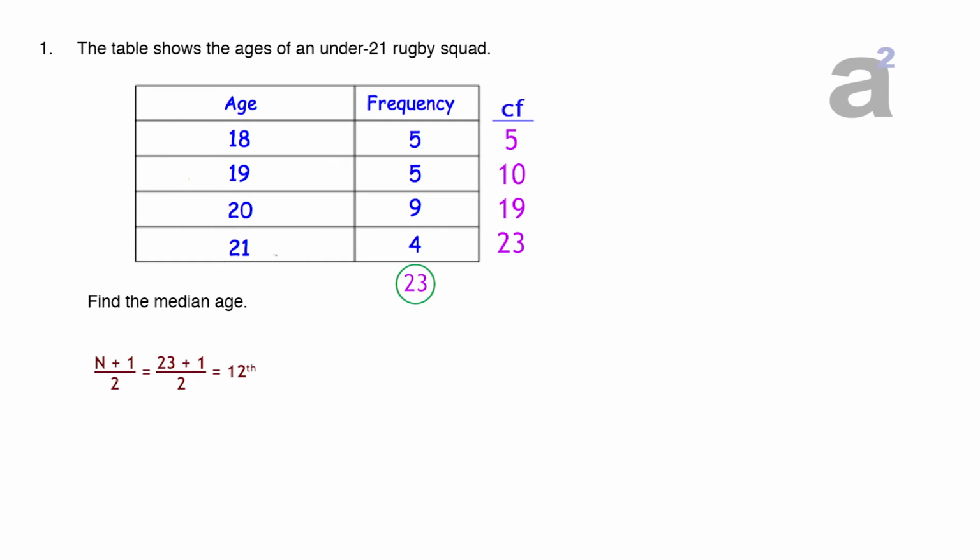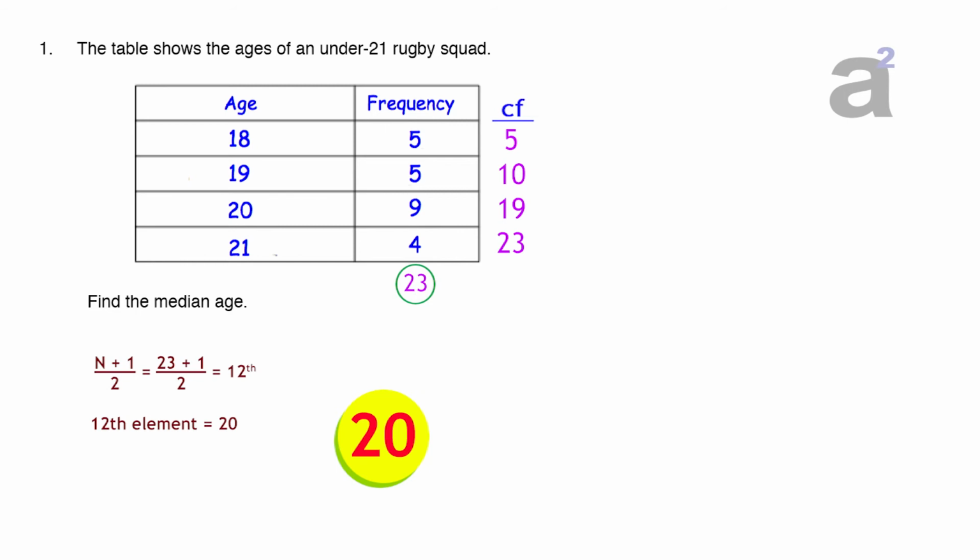First 5 numbers are 18. See the CF. Next, 5 to 10, that is 6th, 7th, 8th, 9th, 10th, the number will be 19. Then after 10, the 11th number till 19th will be 20. From the 20th, 21st, 22nd, 23rd numbers will be 21. So the last 4 numbers are 21. So this is the meaning of CF. So the 12th number will be, of course, after 10, that is in the third line, which is 20. So that is the median.